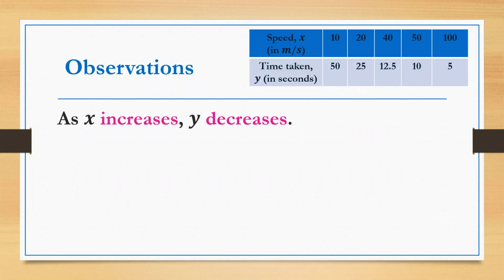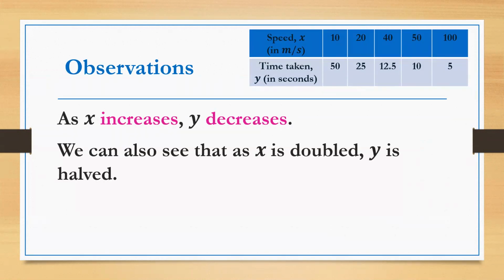So here we can see that as x increases, y decreases. That is, as the speed increases, the time taken decreases. In fact, we can also see that as x is doubled, for example, from 10 to 20, y is halved. You can see we had 50 corresponding to a speed of 10 meters per second, and when I double the speed, the time taken is halved.